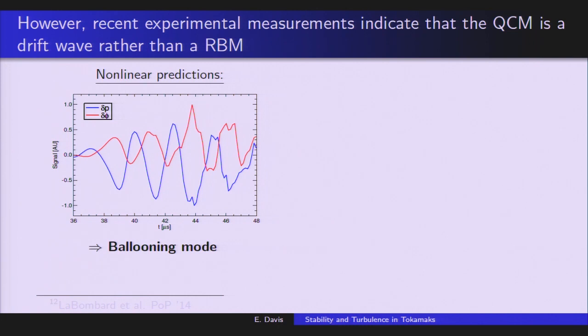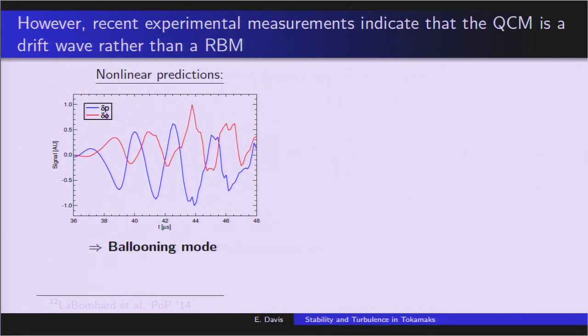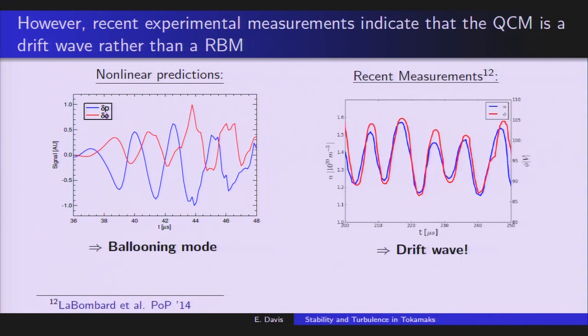However, we can look a little bit more in depth. We can look at the phase relationship between these instabilities. This red curve shows the electrostatic potential. Blue shows the pressure. And you see they're out of phase. And this is exactly what you'd expect with a ballooning mode.